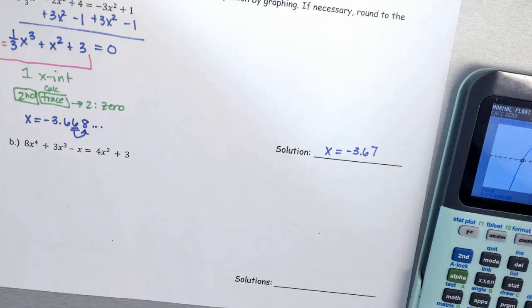Okay, so I want you to try part B where you're moving everything over and then graphing. Yep, so do a left arrow a few times. Yep, good.